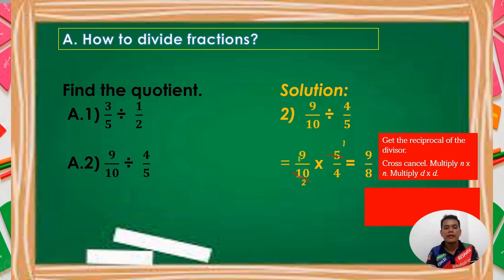Then we will multiply. 9 times 1 is equal to 9, and 2 times 4 is equal to 8. So the result is 9/8. But still, it is an improper fraction, so we change that to a mixed number. 9 divided by 8 equals 1. Then the remainder is 1, that is the numerator here. Then copy the denominator, which is 8. This is 1 and 1/8.